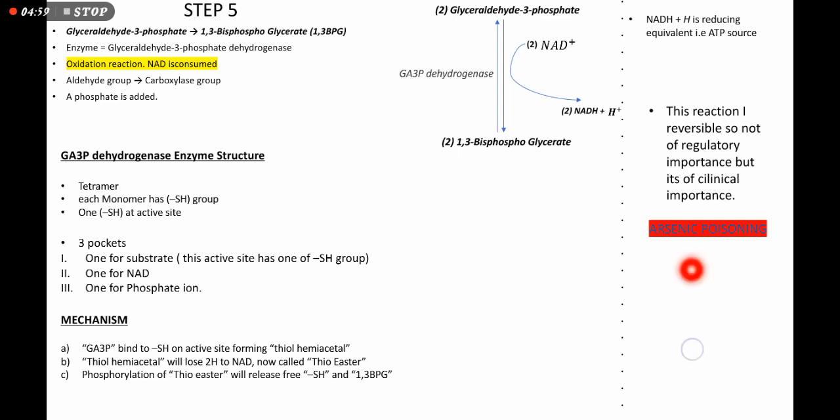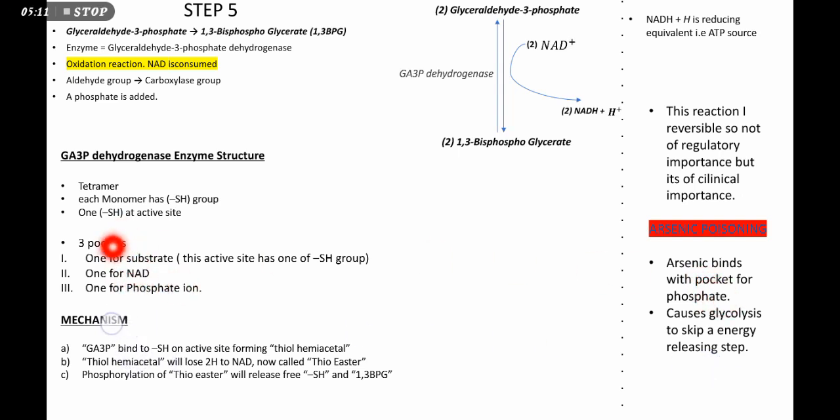Arsenic poisoning is mainly due to the effect on pyruvate dehydrogenase, but arsenic also affects glyceraldehyde 3-phosphate dehydrogenase. What it does is that arsenic binds with the pocket for phosphate. In this phosphate ion pocket, instead of binding a phosphate ion, arsenic binds. As a result, an alternate pathway occurs and glycolysis skips our energy releasing step. So due to arsenic poisoning, the energy gain from glycolysis is turned to zero. This is arsenic poisoning.